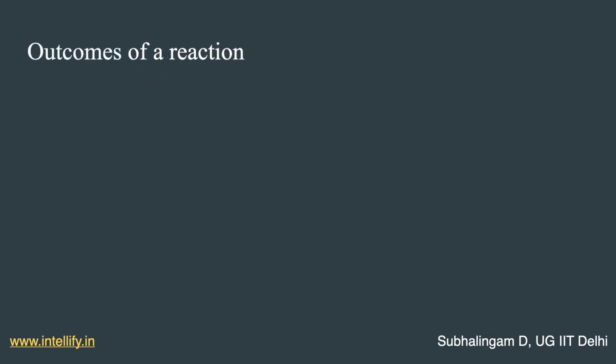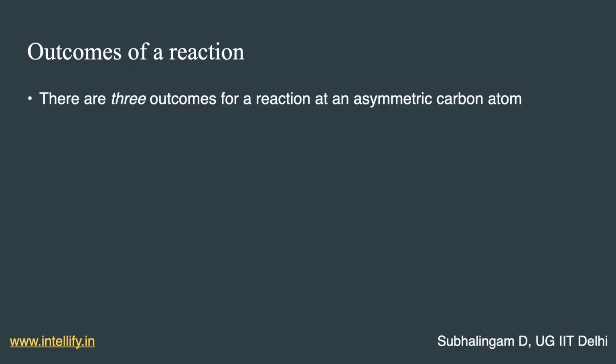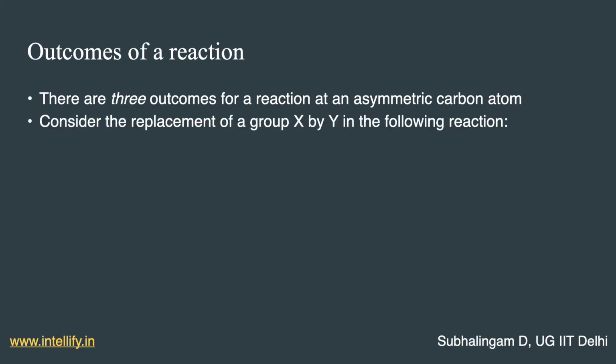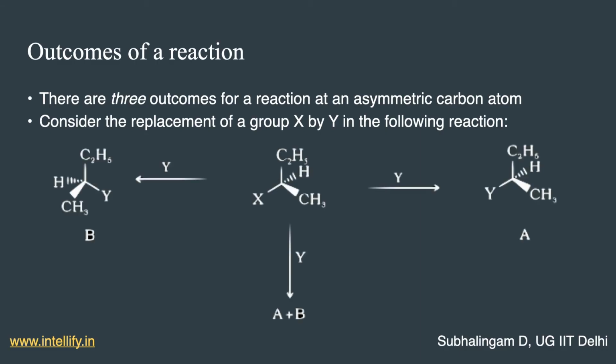Now let's look at the outcomes of a reaction, by which I mean that I take a substrate and make it undergo a chemical reaction. Then we will be looking at the stereochemistry of the product formed. There are 3 outcomes for a reaction of an asymmetric carbon atom. Consider the replacement of a group X by Y in the following reaction. So we have this substrate in the middle. I make it undergo a reaction by treating it with Y. Then there are 3 possible cases. I can get A or B or a mixture of A and B.